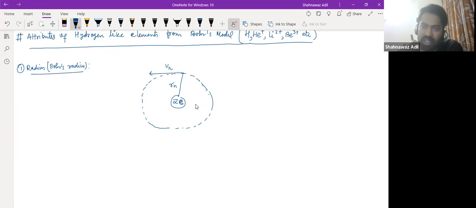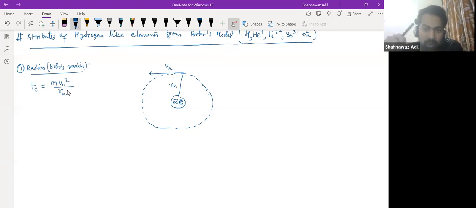What kind of force is that? Whenever something is moving in circular orbits, it experiences centripetal force. Absolutely right. So we have this centripetal force, which is m, the mass of the electron, times vn square by r.